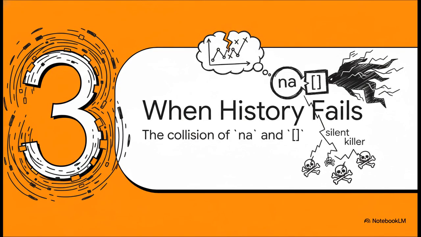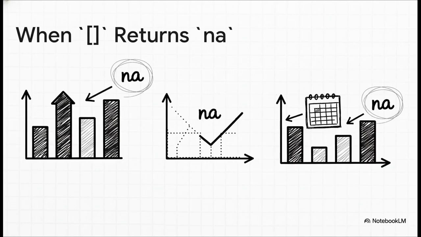Okay, so we've met our characters, NA and the square bracket operator. Now for the dramatic climax. Let's see what happens when these two collide. This is the exact moment where our silent killer is born. So, when does your time machine actually fail and give you back that dreaded NaN value?